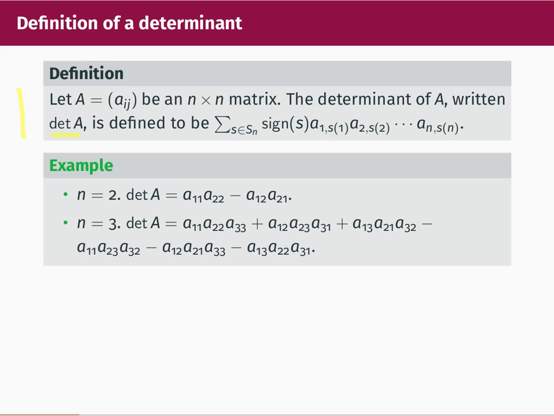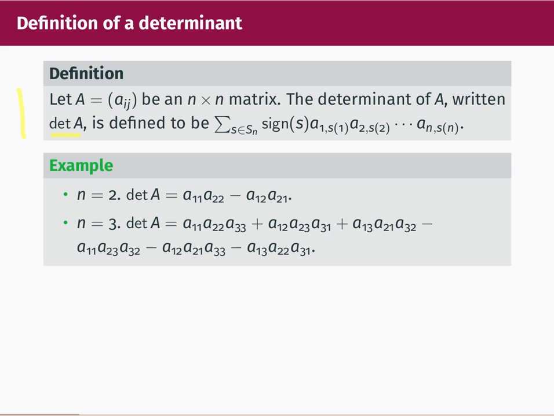But also it contains exactly one factor from each column of A, because the numbers s of 1, s of 2, s of n, which control which column these factors are from, are just the numbers 1, 2, 3 up to n in some possibly different order, because S is a permutation. So the determinant is a sum of products, and each of those products contains one term from each row of A and one term from each column of A.